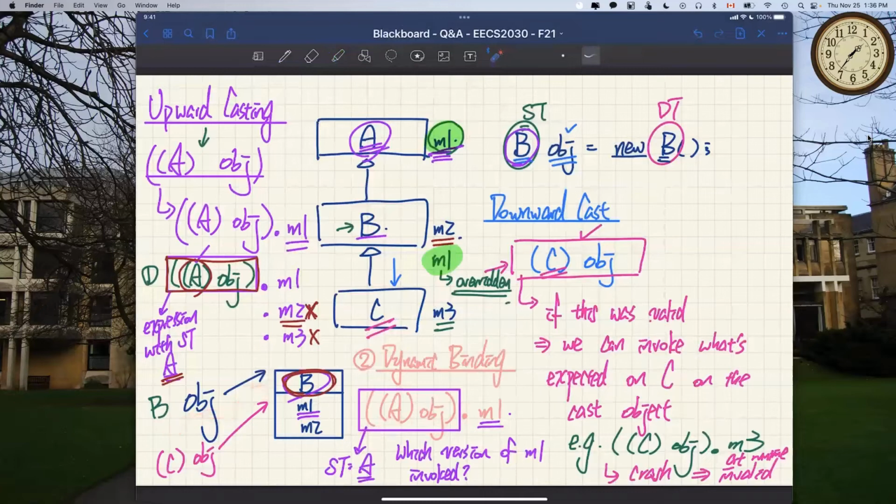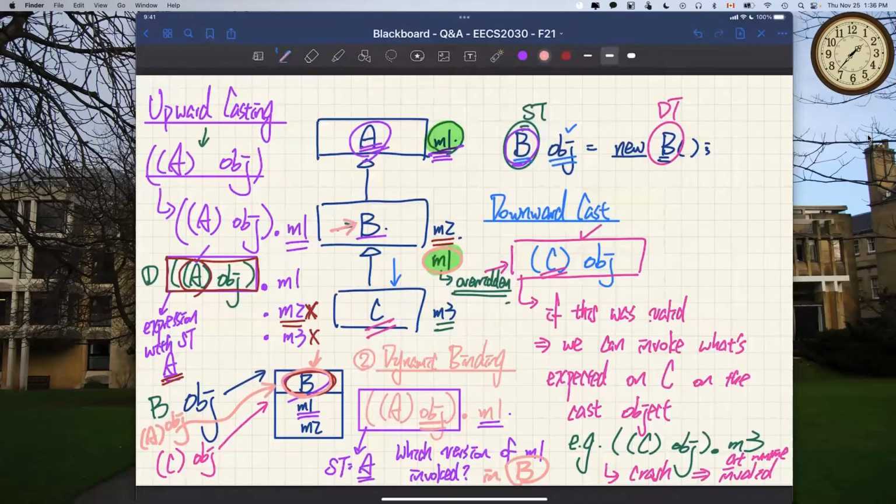Let me just write it down. So in this case, we're just creating an alias over here to the same object. It's simply cast to A. And the dynamic type remains to be B. So now we're going to invoke the version of M1 in B if it is overridden. Indeed, it is. So that's why we're going to invoke this version here of M1, which is the dynamic type for OBJ. So John, makes sense to you?